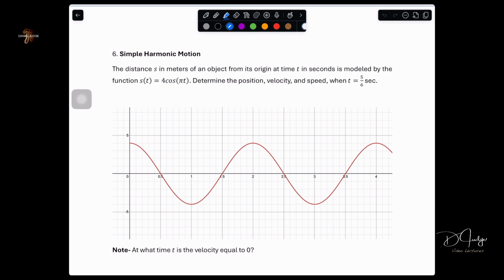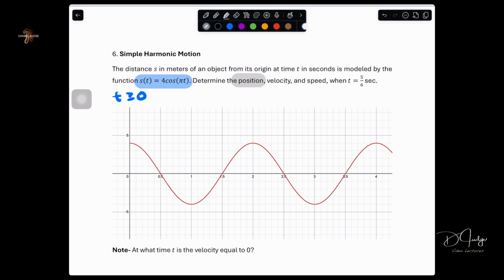Okay, we're going to go over question number 6. They're giving us the position function where t is greater than or equal to 0. Okay, always.